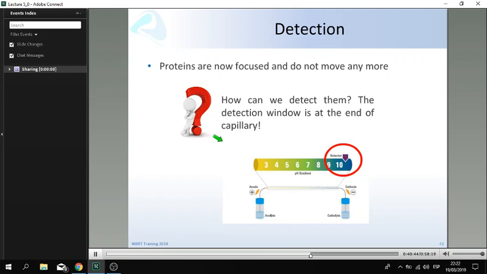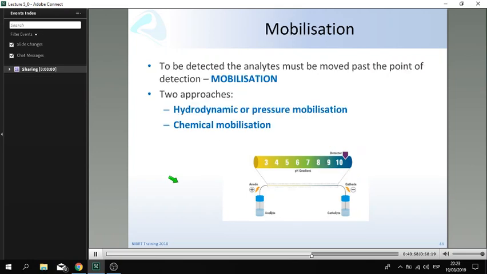They focus at certain part of the pH gradient. They don't move, but how can we detect them if they are focused, for example, at pH 3 or pH 7, and the detector is at the end of the capillary? So to be able to detect them, what we need to do after focusing is something that we call mobilization. To detect analytes, we need to move them towards the detection window. And there are two approaches to do that. We can do this by hydrodynamic or pressure mobilization, or we can do it by chemical mobilization.